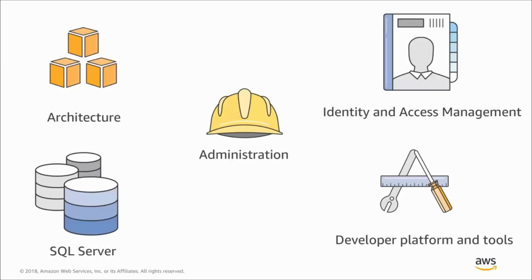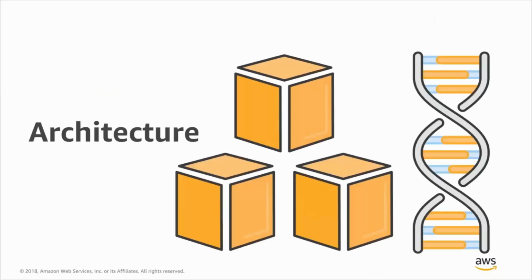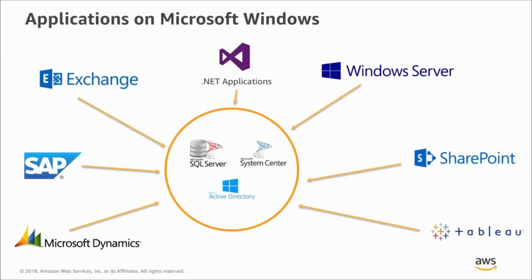So the focus of this talk is going to cover 5 areas within the lens of the well-architected framework. We're going to talk about architecture, about SQL Server, about identity and access management, the developer platform and tools, and the administration of Windows instances. So let's talk about our first topic: applications on Microsoft Windows.